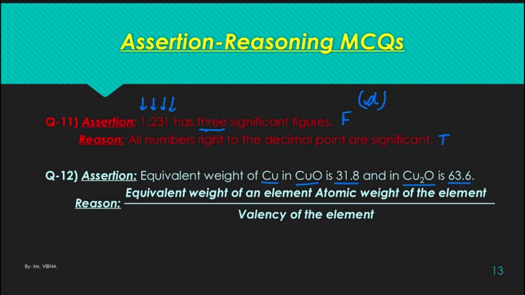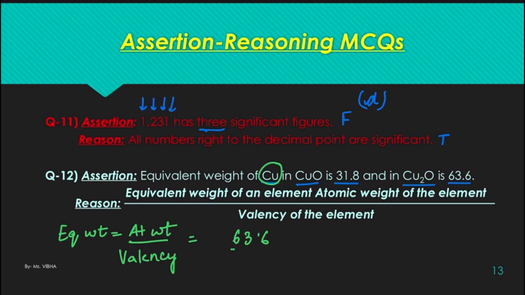And the last question is that the equivalent weight of copper in CuO is 31.8 and in Cu2O is 63.6. Now we know that the equivalent weight can be calculated as atomic weight upon valency. Now in CuO, the equivalent weight of copper: the atomic weight is 63.6 and the valency is 2. So the answer is 31.8.